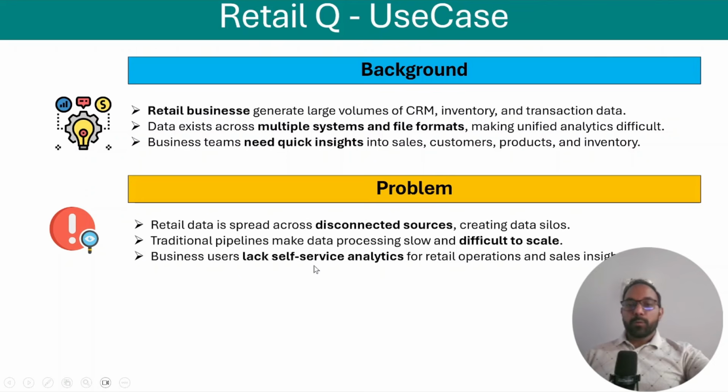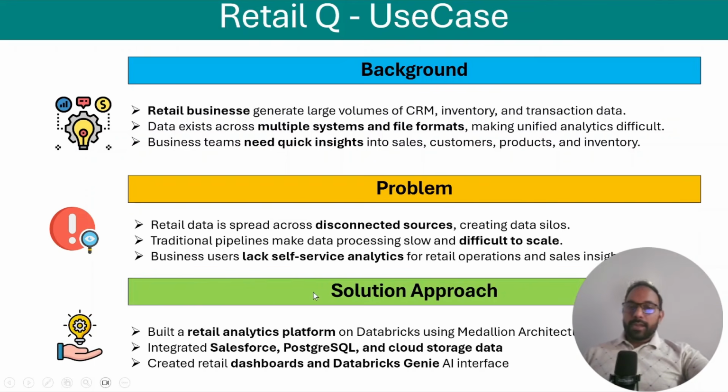And the current problem which the business is trying to solve is that the current data is spread across multiple disconnected sources, and the traditional pipelines make it difficult. They are slow and they are not scalable to handle a huge amount of data. And currently the business users lack sales service analytics. They don't have combined data so that they can get an overview of various KPIs.